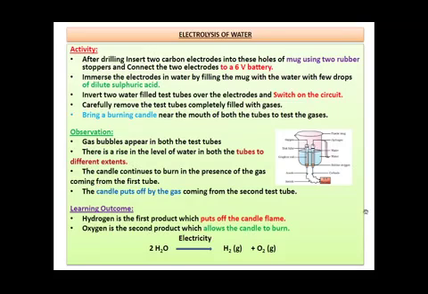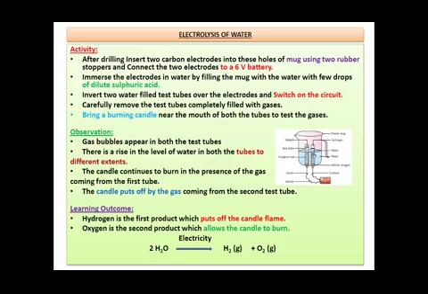Some bubbles are observed at both the electrodes. As you can see, some bubbles are observed at both the electrodes, and these bubbles start removing, or you can say displacing, water in the test tubes. So is the volume of gas collected same in both of the test tubes?